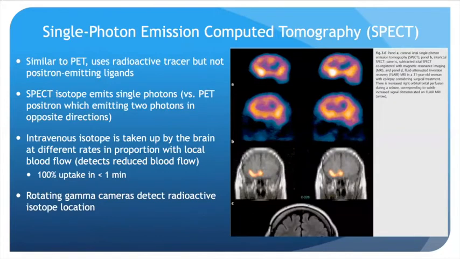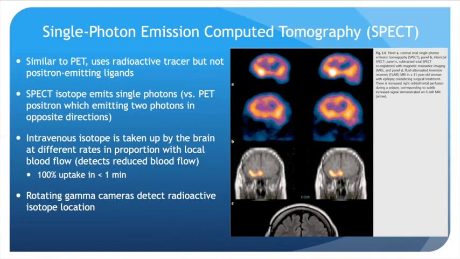Okay, single photon emission computed tomography, or SPECT. It's similar to PET scans. It uses a radioactive tracer, but not positron emission ligands. SPECT isotope emits single photons versus PET, which emits two photons in opposite directions. So an intravenous isotope is taken up by the brain at different rates in proportion with local blood flow. So basically it detects reduced blood flow. There's 100% uptake in less than a minute, which is quite impressive.